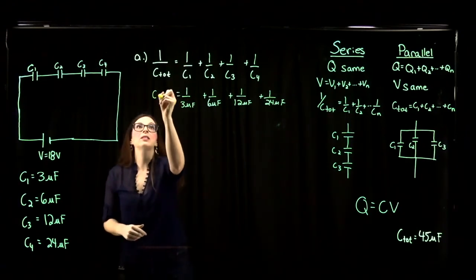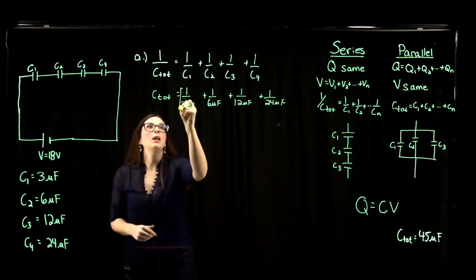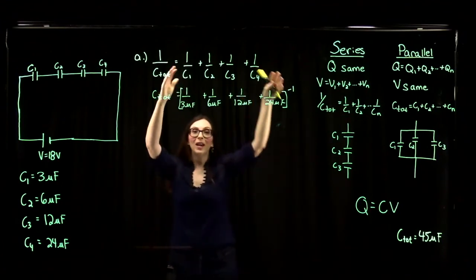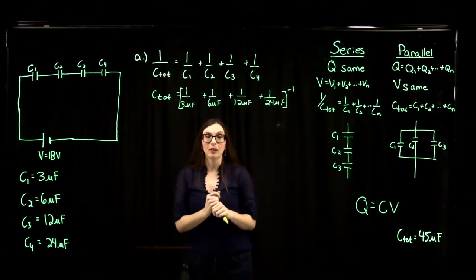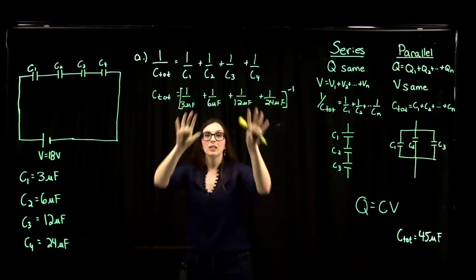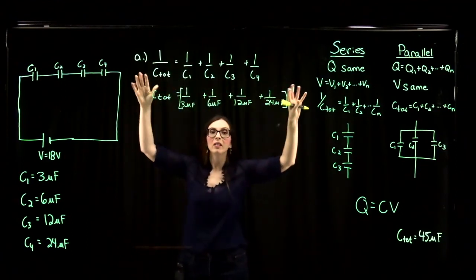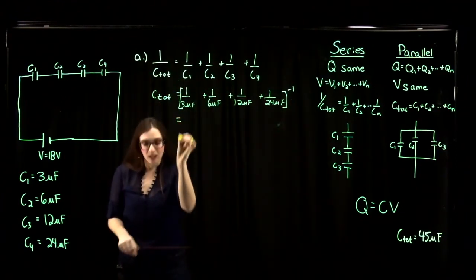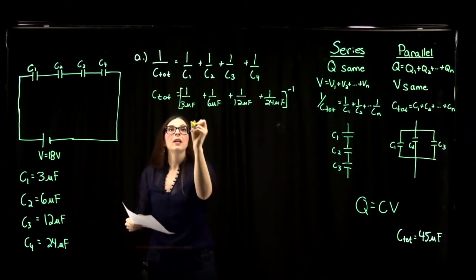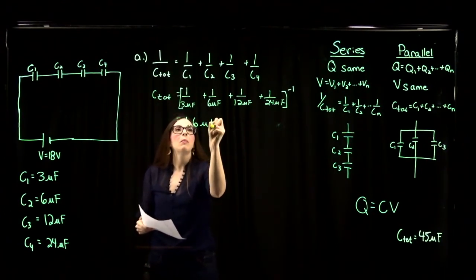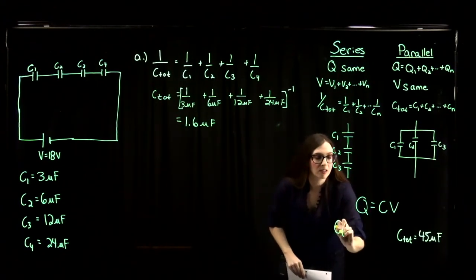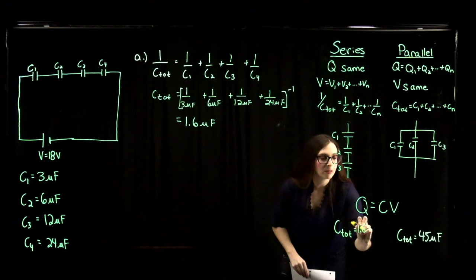So actually I could write it like this. C total is equal to all of this stuff raised to the power of minus 1. That's the same thing as taking the reciprocal: type it into your calculator and raise it to the minus 1. That's the same thing as saying 1 divided by all of this stuff added together. And if I do that, I find that my total capacitance of this circuit is 1.6 microfarads. So C total for my capacitors in series is 1.6 microfarads.